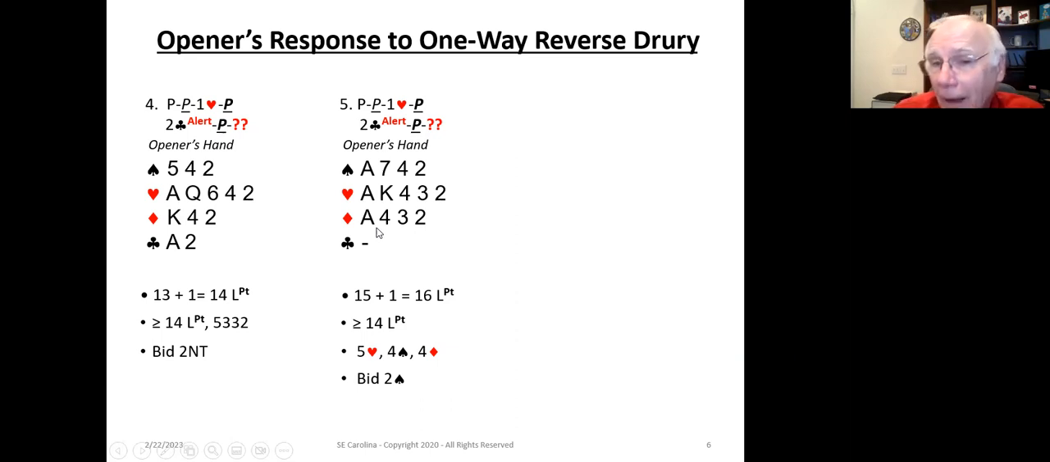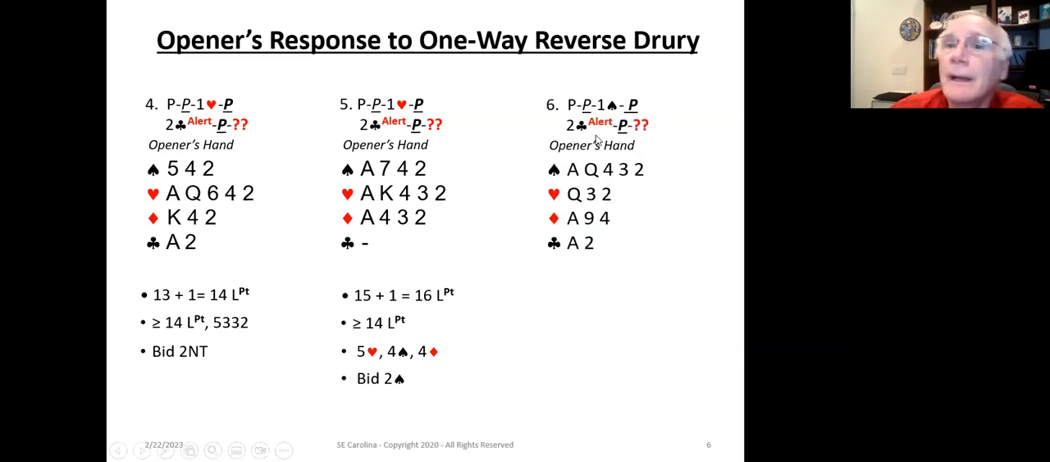And that's a lot of information for the responder to then make a decision as to where the contract should be and at what level. With this type of hand, it gives them enough information to say, hey, maybe we should be exploring slam. Let's look at example number 6.